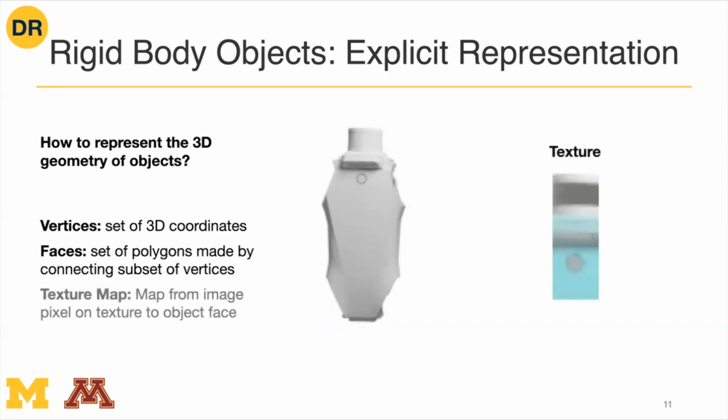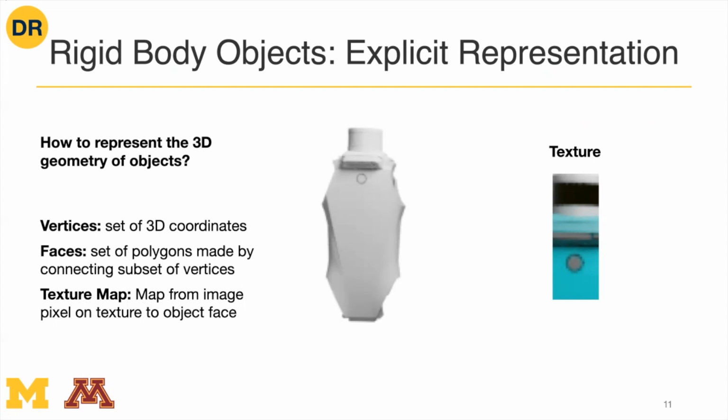But that's not all, right? So Digit, for example, has color. It has an actual pattern on its torso. And so what we might want to do with an explicit representation, if we want to fully model the object, is also model that color information. And so the way that explicit representations do this is they use what's called a texture mapping.